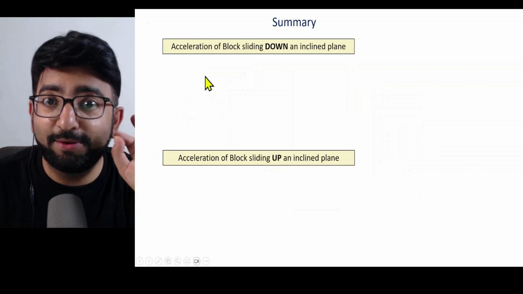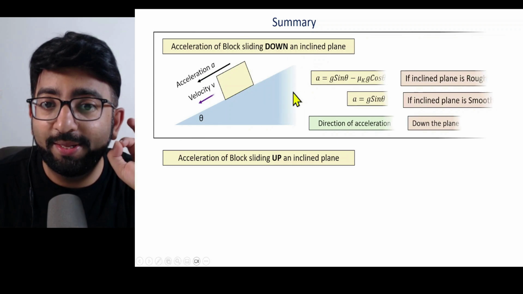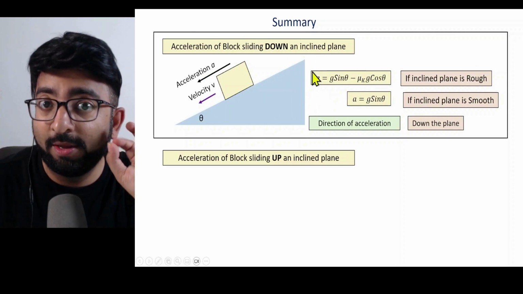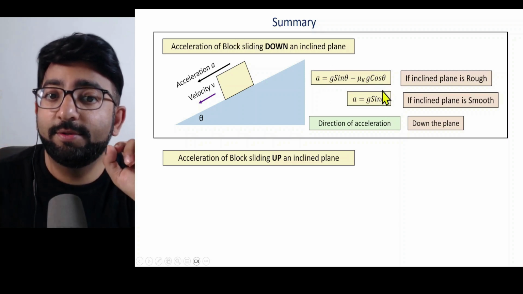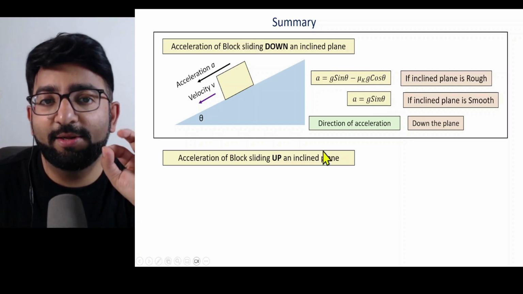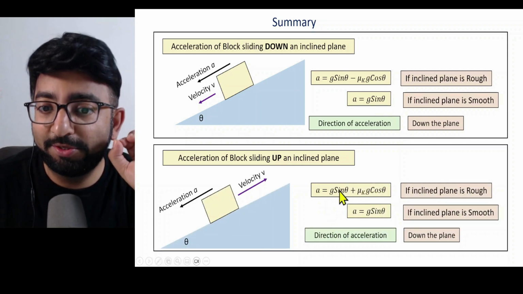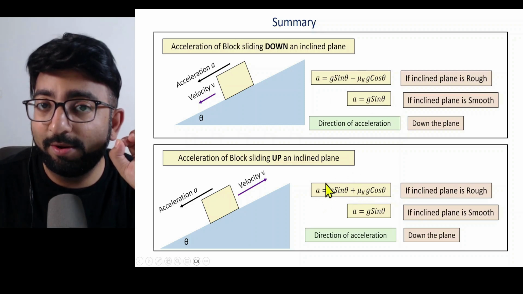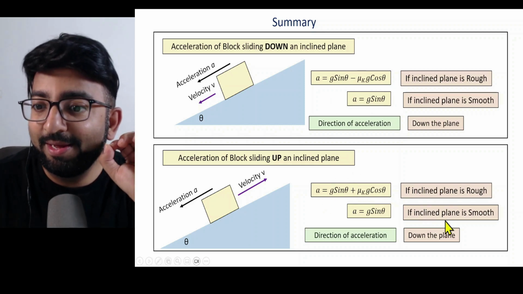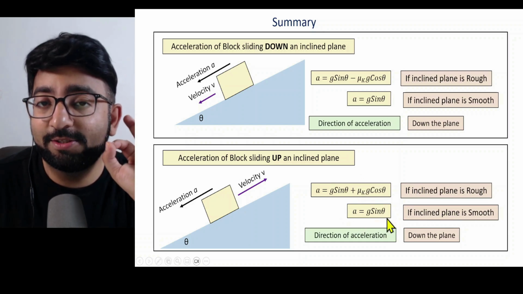And now let us summarize the two cases. Case 1, acceleration of a block sliding down an inclined plane. So in this case, we need to remember the formulas. Acceleration is g sin theta minus mu g cos theta if the incline is rough, otherwise it is g sin theta. In case of the block which is sliding up, the acceleration will be g sin theta plus mu g cos theta. So the formula is similar, but instead of the minus sign, we have a plus sign in the middle. This is the expression if the incline is rough. If the incline is smooth, then the value of mu is 0. So the acceleration will be g sin theta.